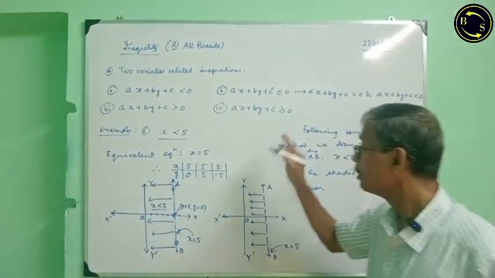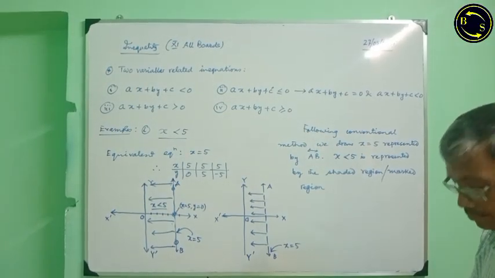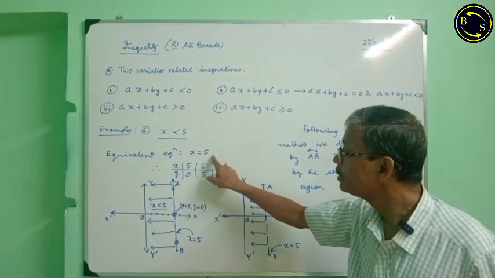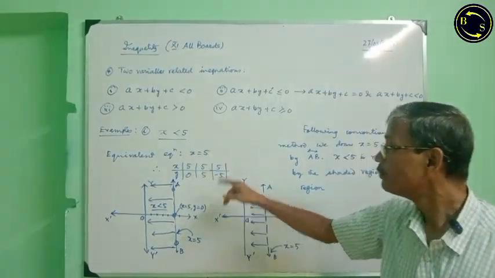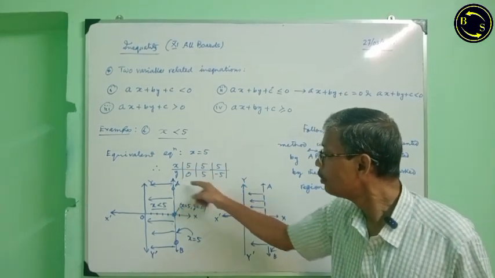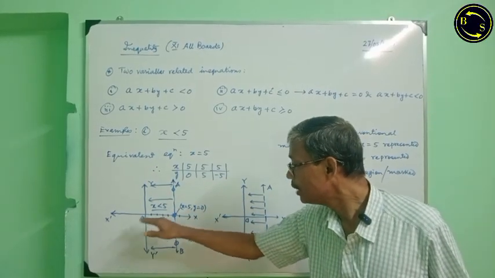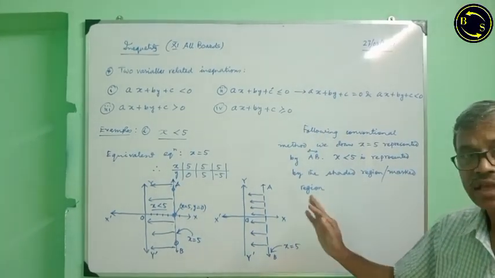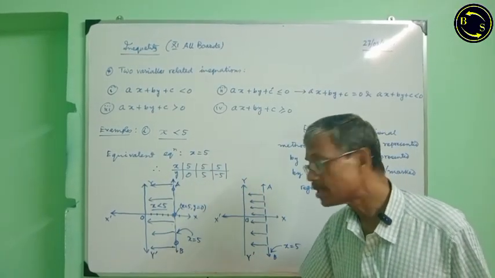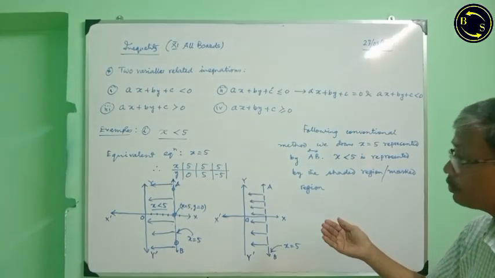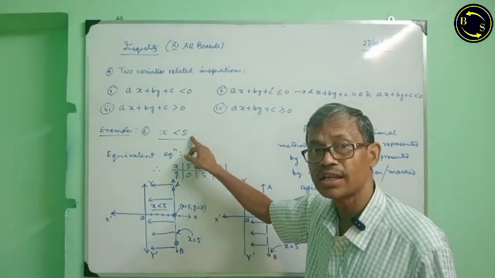Follow the steps or method how we are drawing x less than 5. First of all, we have to write the equivalent equation, and to draw the straight line or graph for x equal to 5, we may draw the necessary table, then draw the axes on the plane, x-axis as well as y-axis. Then x equal to 5 is represented by the straight line AB. Then we have to represent what will be the solution region for x less than 5.